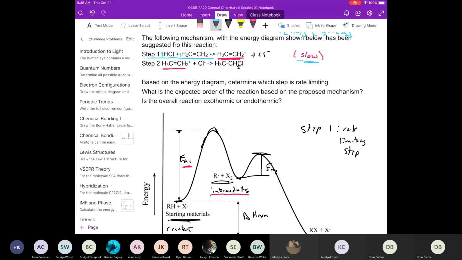If there was a step 0, for example, something that happened before, we would have to take that into account as well. But the rate limiting step and the things that happen before the rate limiting step are always going to be directly related to the molecularity, or the order of our rate constant, or our overall reaction.